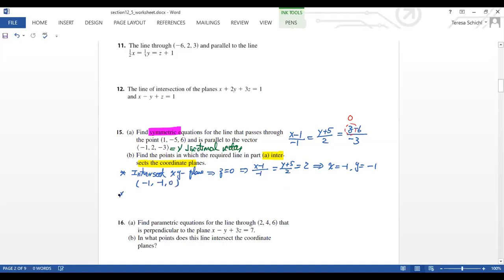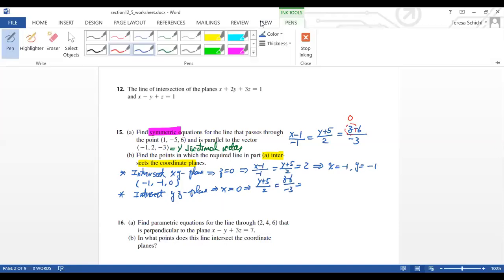Also, the line could intersect the yz plane. When the line intersects the yz plane, that means x equals 0. So when x equals 0, that means (y plus 5) over 2 equals (z minus 6) over negative 3.